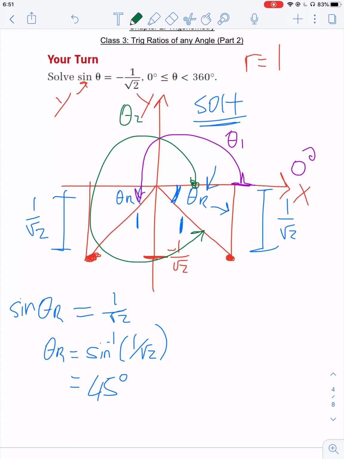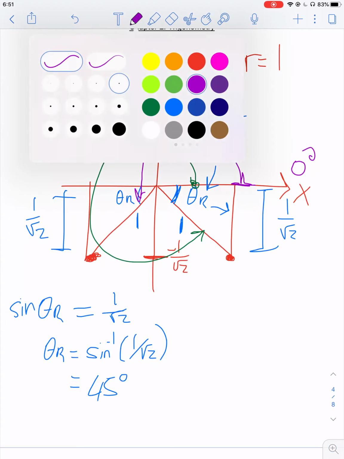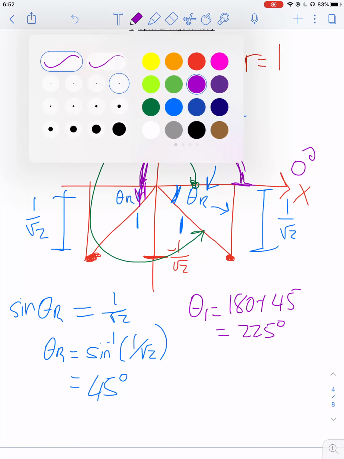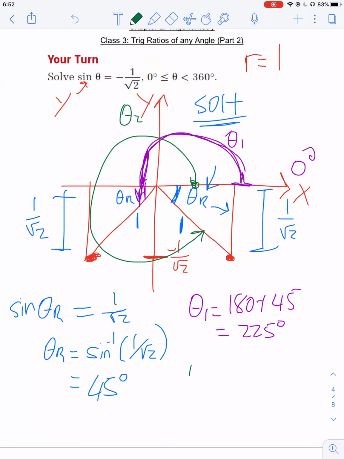So by looking at the picture, I know that theta 1 is equal to, right? It starts from here, goes all the way here. So this is 180, right? Plus theta r, right? So it's going to be 180 plus 45, which is equal to 225, I think. But, you know, I don't want to make any mistakes. So 225 degrees, okay?